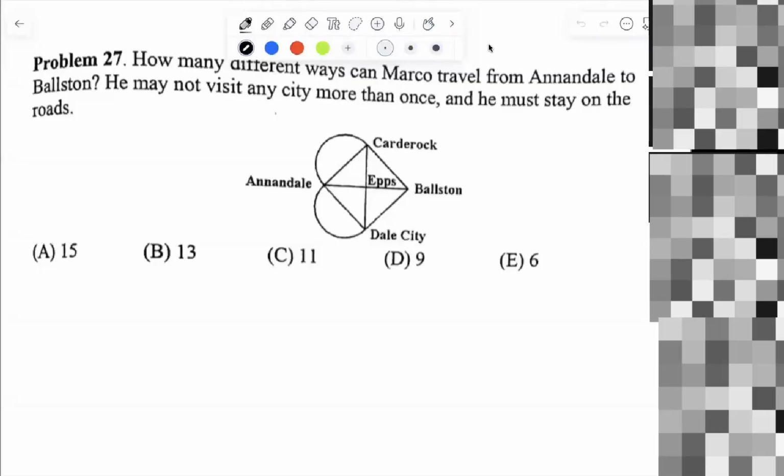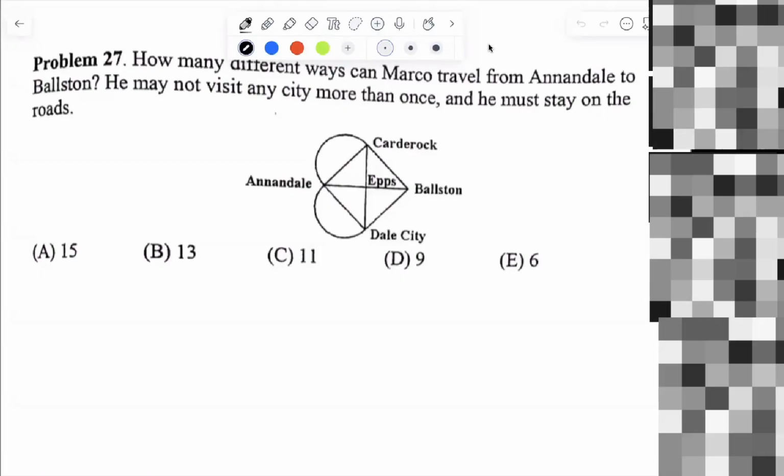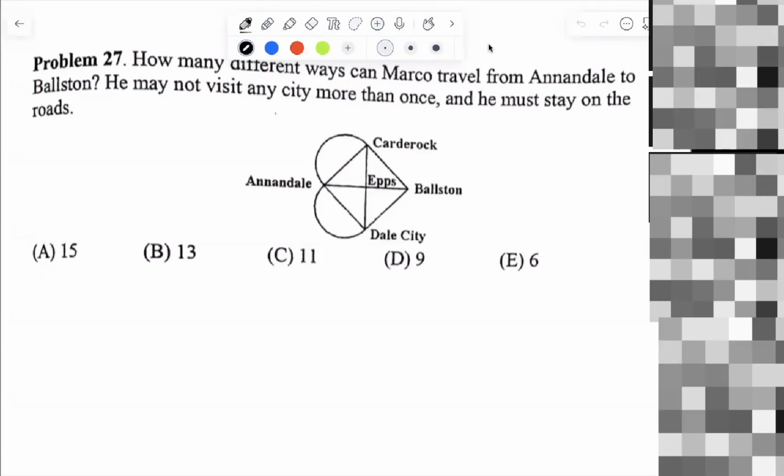Alright guys, welcome to today's class. Today we're gonna continue the lesson off, and then we're gonna start a new lesson afterwards. Alright? Let's start with problem 27.